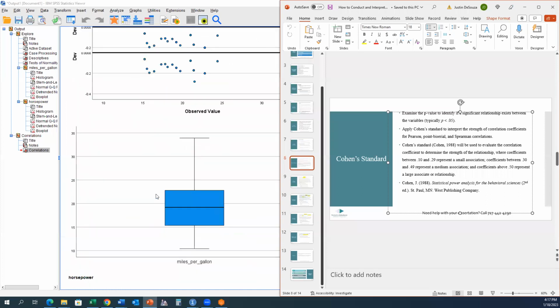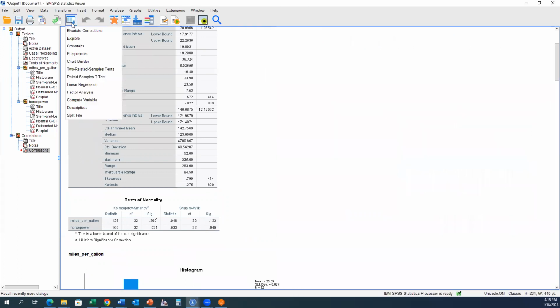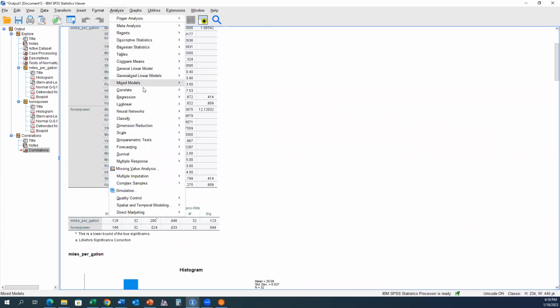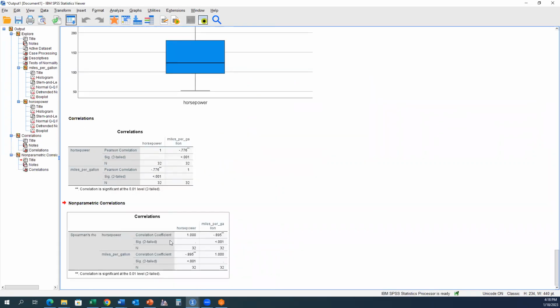Now remember, normality was not supported here for horsepower. So I would run a backup, go to correlation and bivariate. It's the same table, but you just need to check mark this box right here. And this is a Spearman correlation now that is not so strict on having a normal distribution as a requirement. And this also shows a similar relationship. We have a significant relationship. We have a negative value indicating an inverse association, and it's a strong correlation.